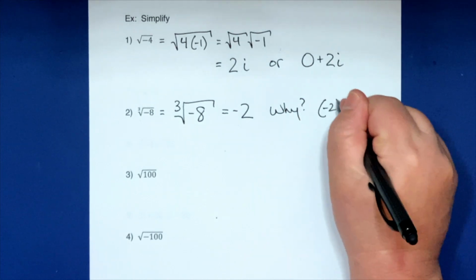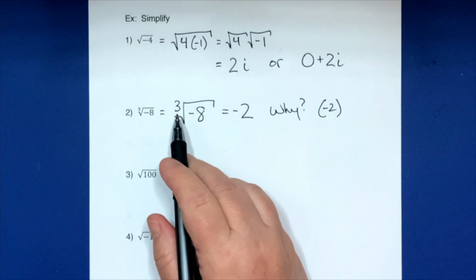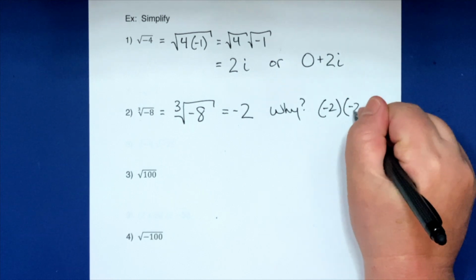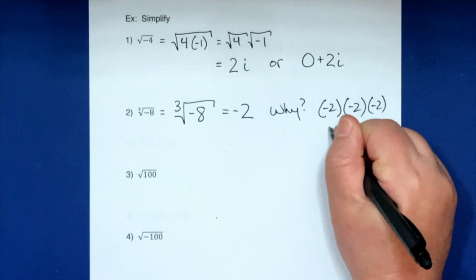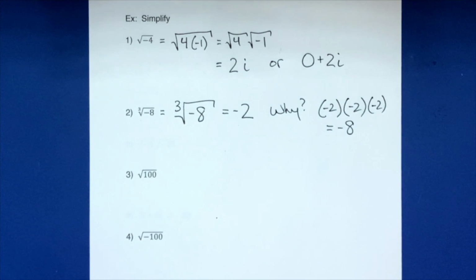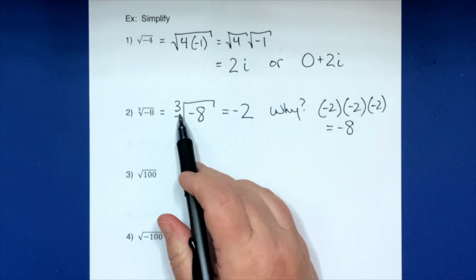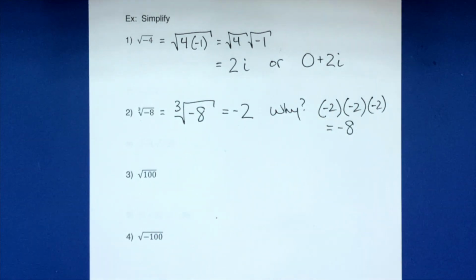And that is because this isn't a square root, this is a cube root. And when you multiply -2 times itself 3 times, you get -8. So when you're taking cube roots of a negative, there's no problem. We don't have to invent whole new number systems for this. You just get straight up -2.